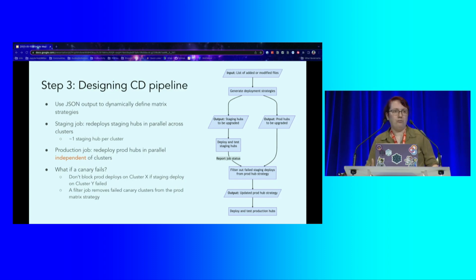Okay, but now what if staging on one cluster fails? We still want to run production on cluster X, even though staging on cluster Y has failed. These are not related systems. We still need to run that. So we have an inside filter job that filters away the failed staging deployment so that we can continue on to the good production.